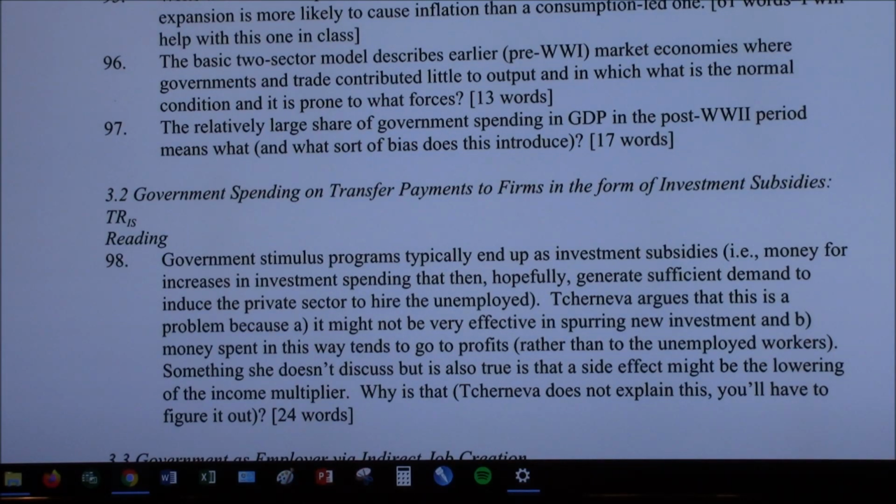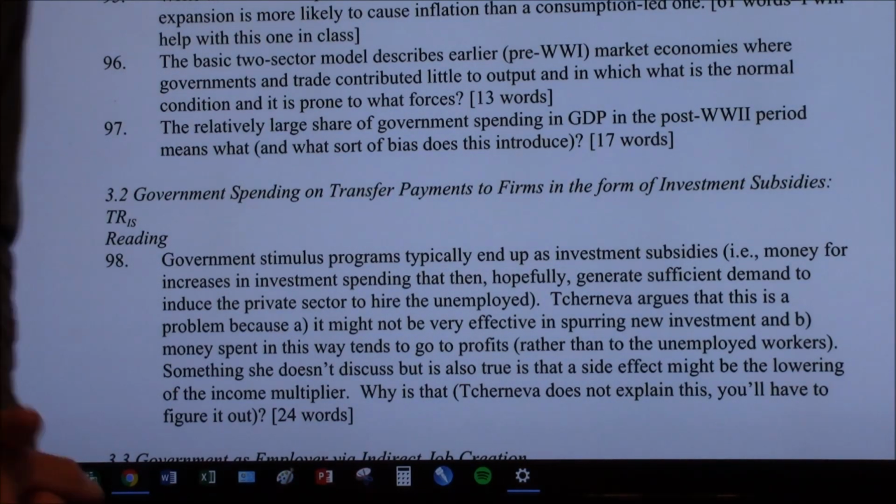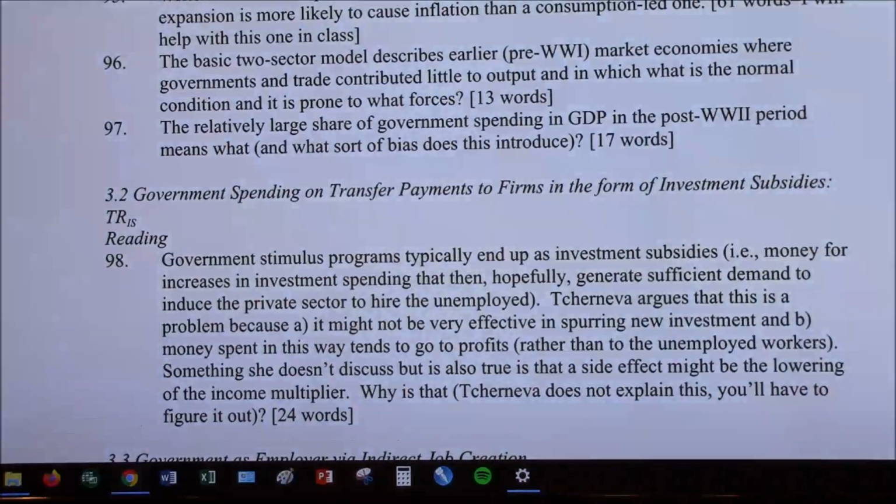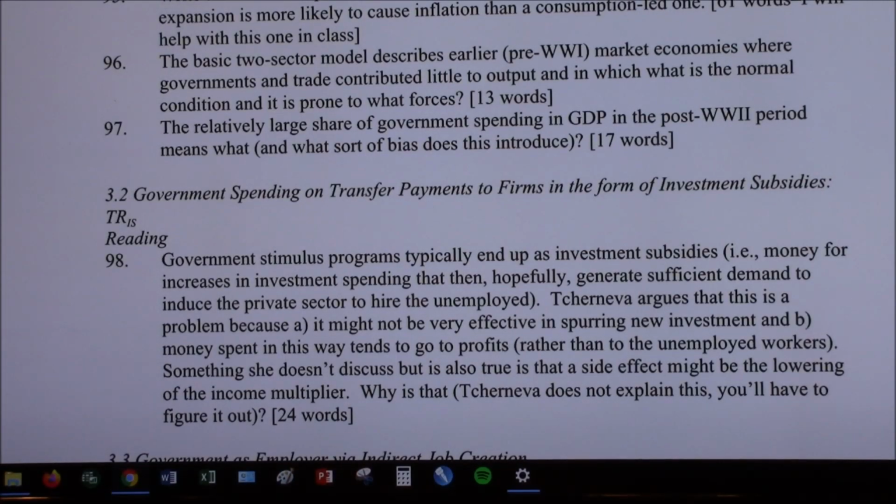So what Tcherneva is trying to show here is that when the economy expands because of investment, a lot more of the money tends to go to profit than it does when the economy expands in the consumption goods sector. And it says there that I'm going to help with it in class, and by golly gosh, I'm going to do that right now. I'll just show you.